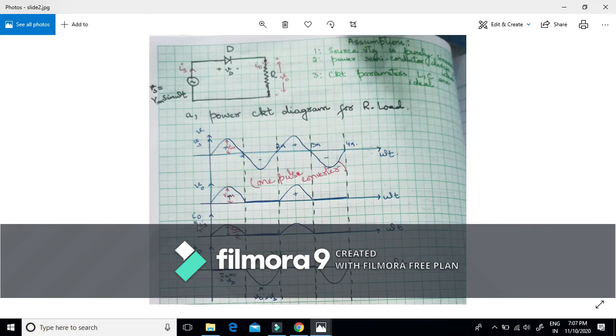These V naught, I naught, Is, Vd, all these wave shapes are formed because of this driving force, that is the source voltage. When the source voltage is present, if the diode is short, then there will be current. If the diode is open, then there will be no current. Also, this converter is called a one pulse converter because for a full cycle we are obtaining only one pulse. That's why one pulse converter.